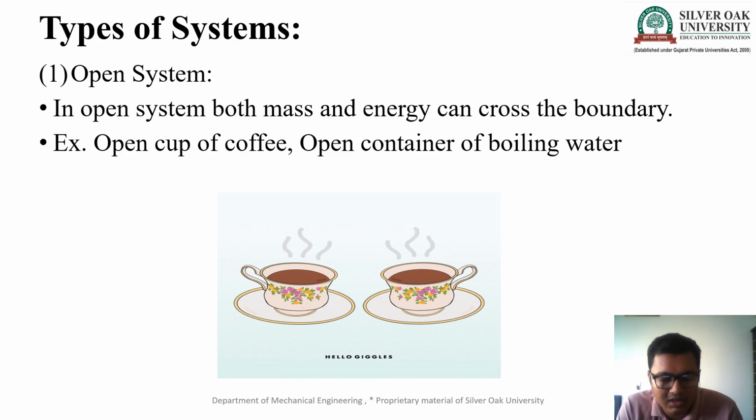Again I repeat, there are two terms. The first one is mass, the second one is energy. If mass and energy both cross the boundary, then we call the system open. Examples are an open container of boiling water or an open cup of coffee. These are examples of the open system. Energy as well as mass cross the boundary.